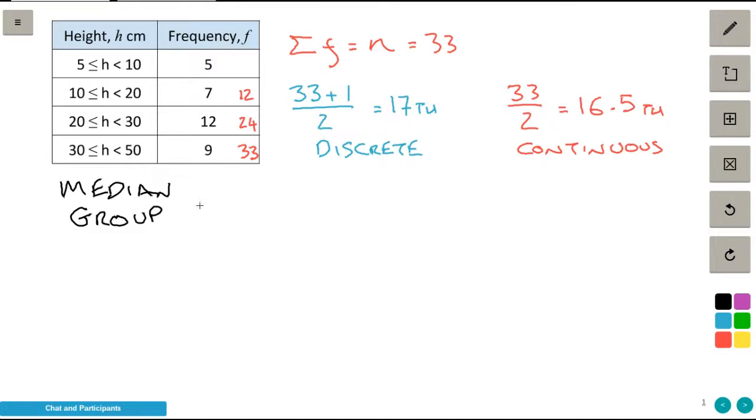And quite simply then, that means that our median group is that 20 to 30, because that's the group that the middle position lies in, the median lies in. In a later video, we'll look at actually working out an estimate for the median itself somewhere within this group. But if you're asked for just the median group, then that's what we're looking for.